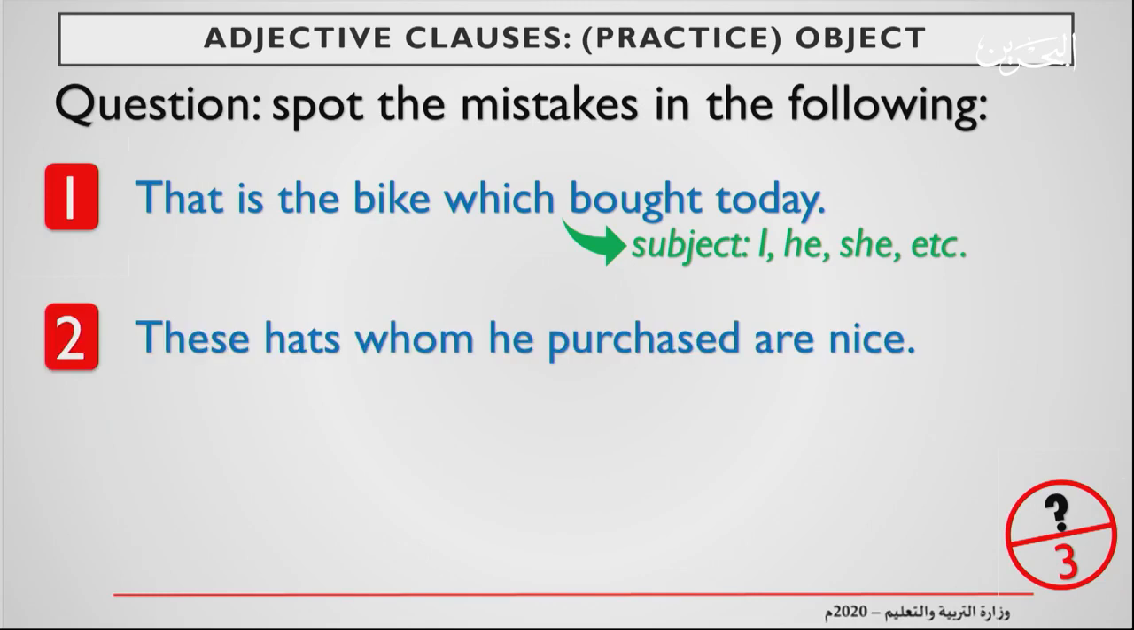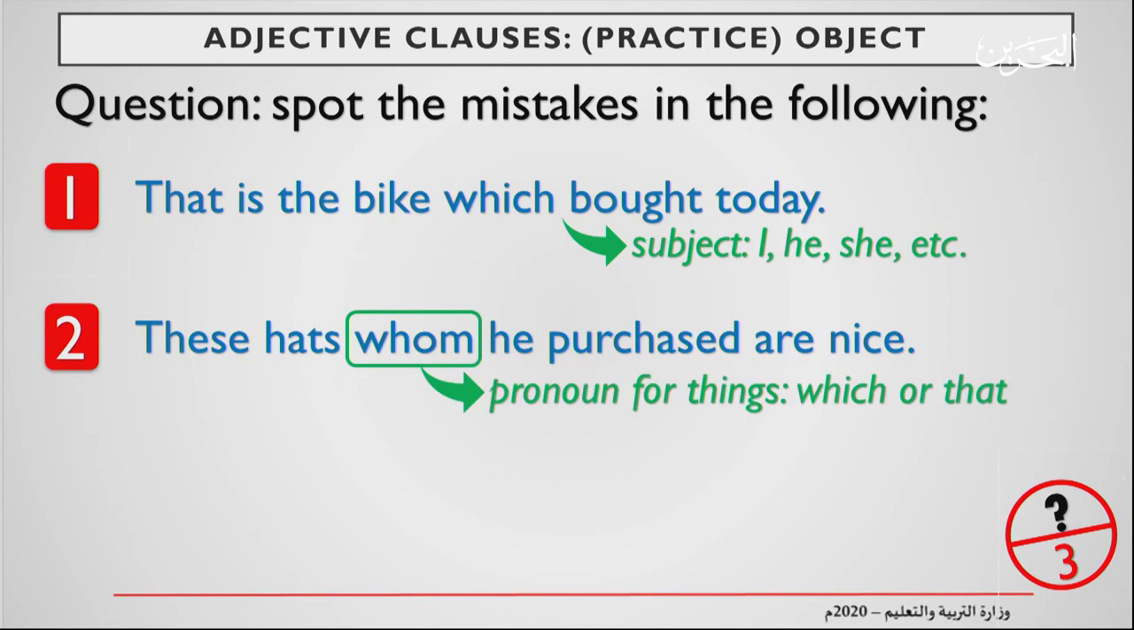Number 2, these hats whom he purchased are nice. It is missing something. Find it. 5 seconds. All right, let's check. The answer is this. These hats, instead of whom, it is missing a pronoun for things, like which or that. So I remove whom and put the missing part, which is which or that.